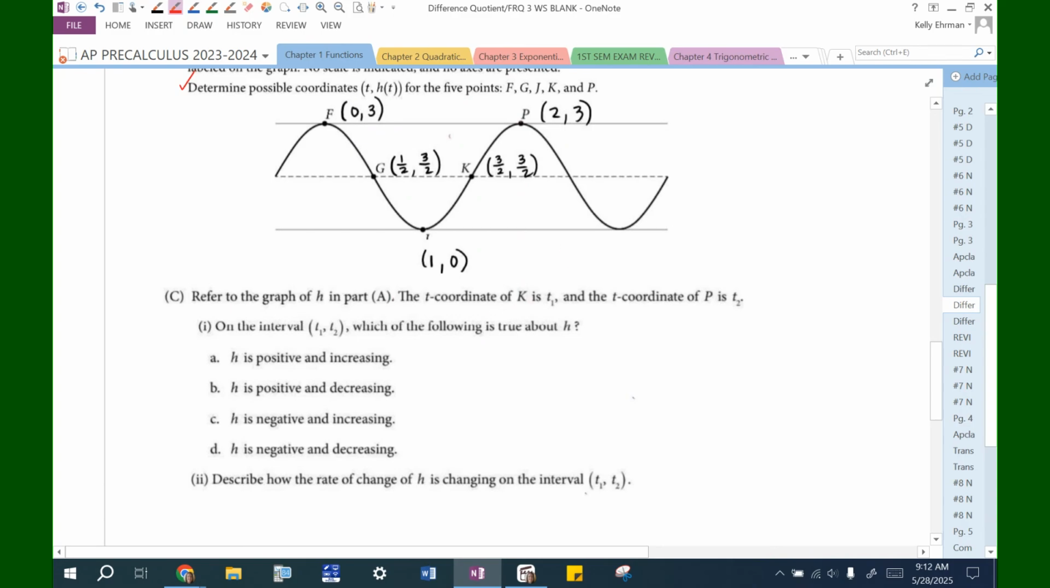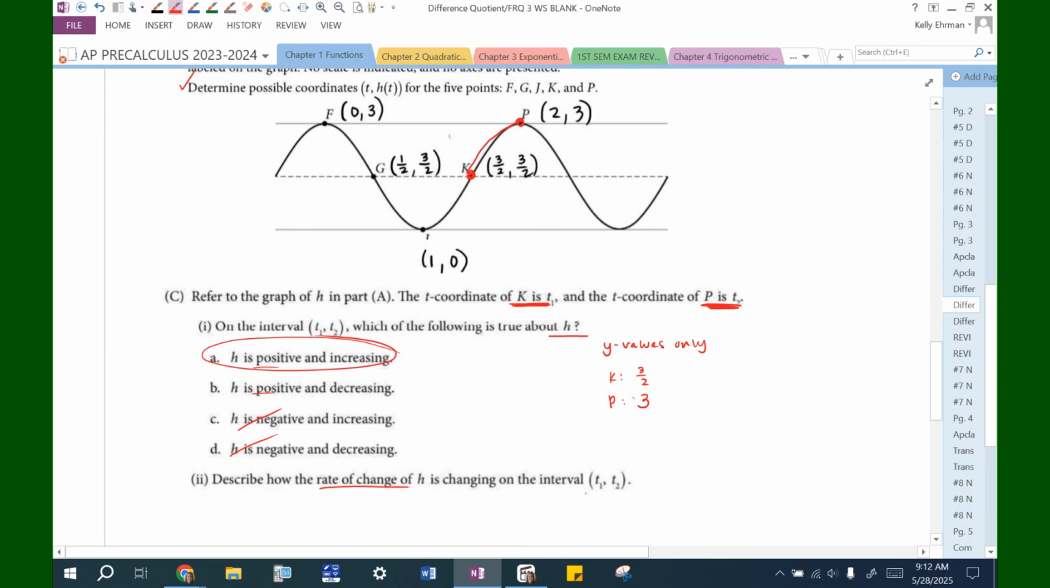So this time we're looking at the coordinates K and P on the graph of H. So this section here, K to P. Which of the following is true about H? Remember, this is y values only. So we're going from K, which is 3 over 2, to P, which is 3. Those two numbers are positive. K is positive, so we can cross out C and D. Is this section of the graph increasing or decreasing? It's increasing, so this time the answer is A.